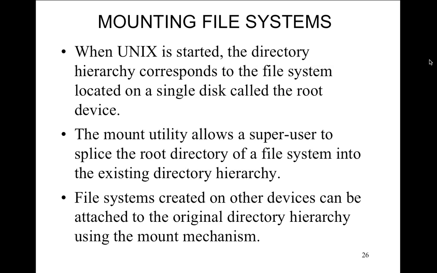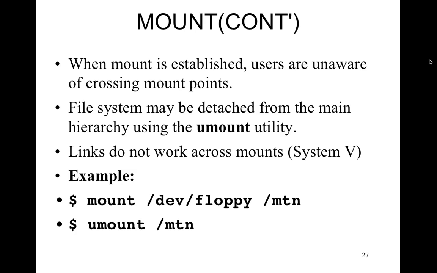So file systems created on other devices can be attached to the original directory hierarchy using the mount mechanism. So here's what the mount mechanism looks like. When you mount, you are establishing a connection between the device and the file system, and you're loading the device into the file system. When the mount is established, users are unaware of crossing mount points, which means, going back to what I said yesterday, you don't know what disk it's on. It's just mounted into the file system. So you might have a directory, but you don't know what physical disk that directory is actually on.